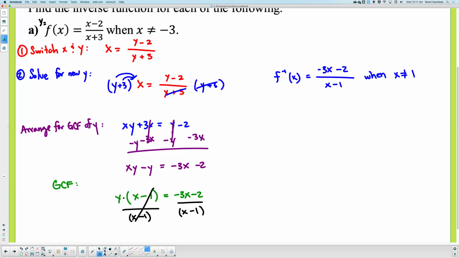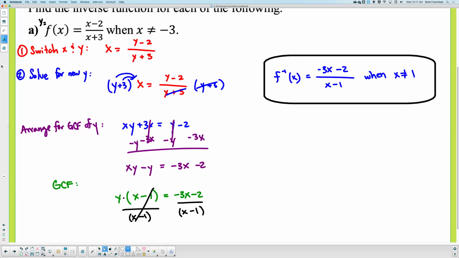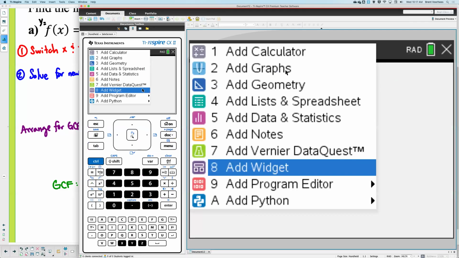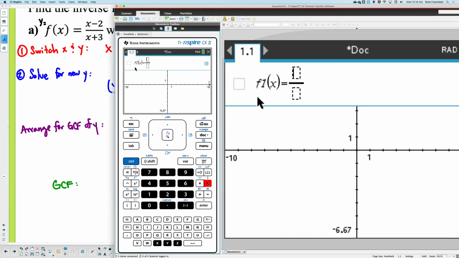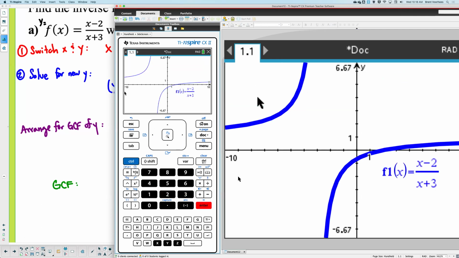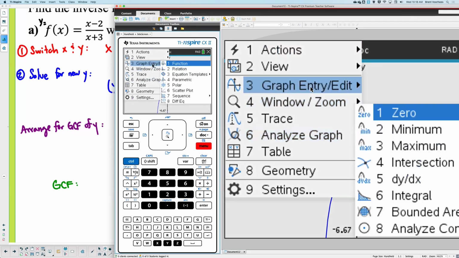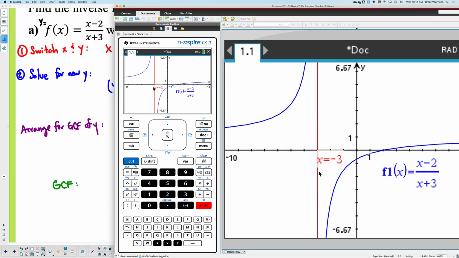Maybe I should just show you that in the graph. Okay, I'm going to type in the original graph. I want to go to a new document, not going to save, and I'll just show you this. The equation was x minus 2 over x plus 3. That's my original function. And as it said in the problem, the graph would never equal -3. So I'll put that on there. You see the graph gets divided there.